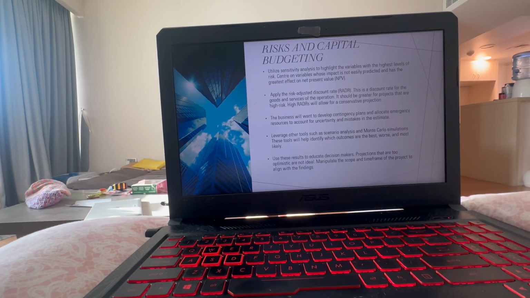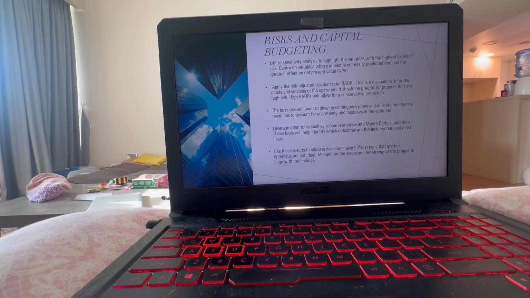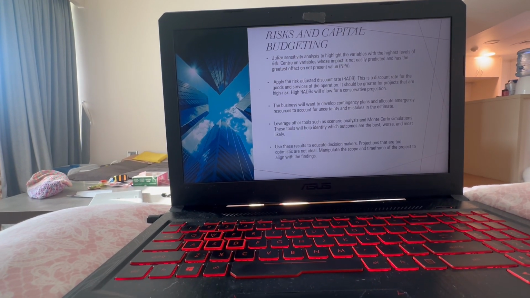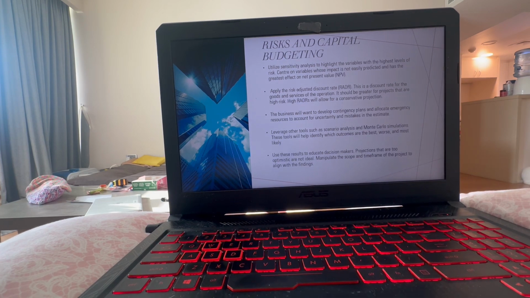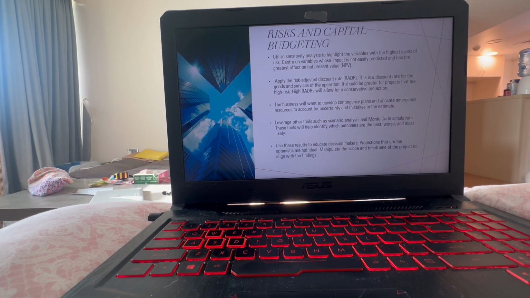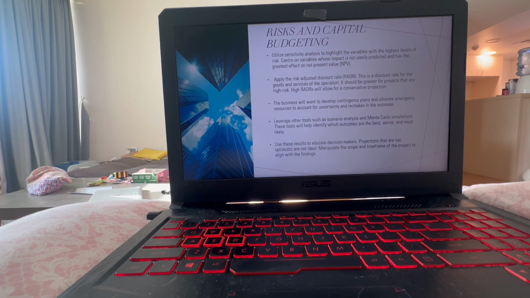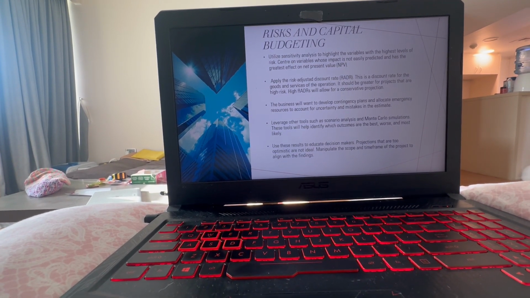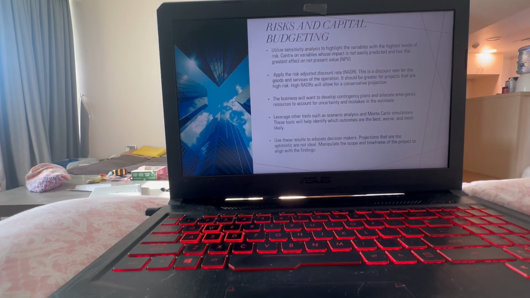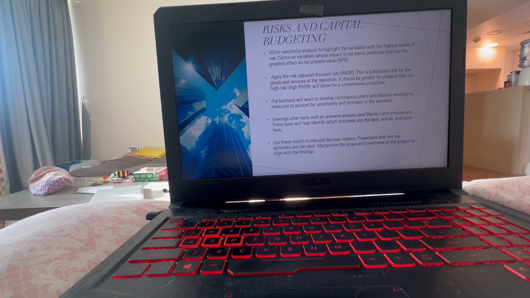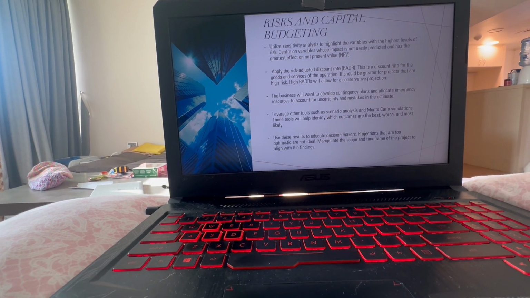So the business is going to want to develop contingency plans and allocate emergency resources to account for uncertainty and mistakes in the estimate. So part of the planning is identifying what could potentially go wrong and create a plan, so that way if that issue arises, you're not scrambling. You already have a game plan for how to handle that, and you already have the funds allocated to compensate for that issue.